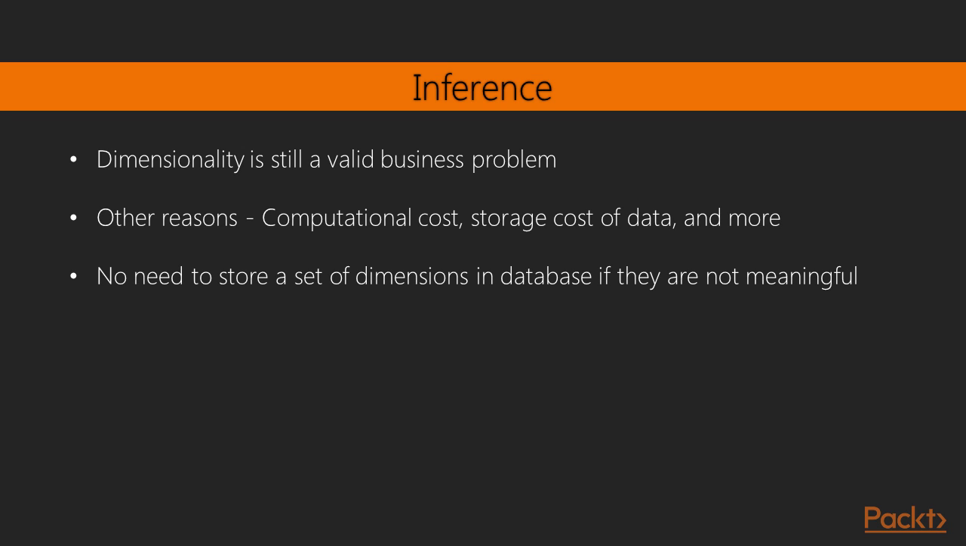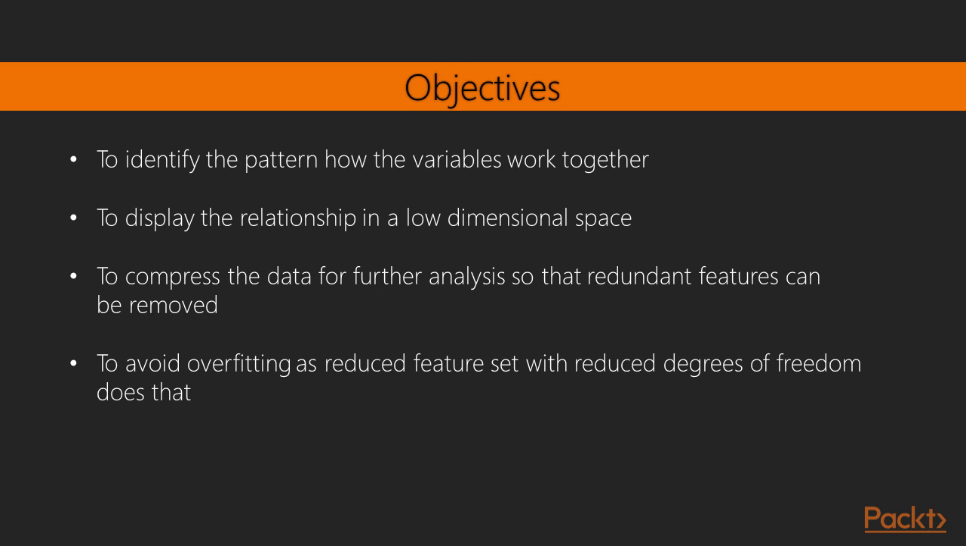Apart from business and volume, there are other reasons such as computational cost, storage cost of data, and more, if a set of dimensions are not all meaningful for the target variable or target function. Why would I store it in my database? Dimensionality reduction is useful in big data mining applications in performing both supervised and unsupervised learning-based tasks to identify the pattern, how the variables work together, display the relationship in a low-dimensional space, compress the data for further analysis so that redundant features can be removed, and avoid overfitting, as a reduced feature set with reduced degrees of freedom does that.